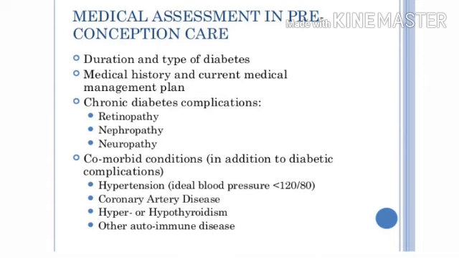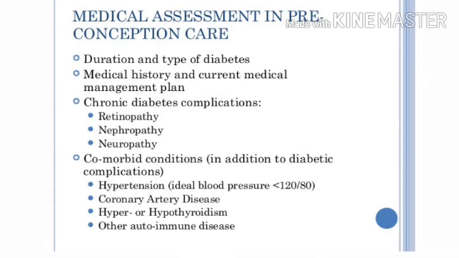medical assessment to exclude the common complications of chronic diabetes mellitus like retinopathy, nephropathy, neuropathy, etc. These are the common complications of chronic diabetes mellitus. In case of pre-gestational diabetes mellitus, we have to rule out the possibility of these complications, and we have to manage it before the pregnancy itself.